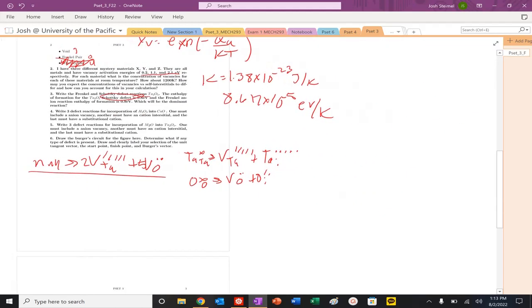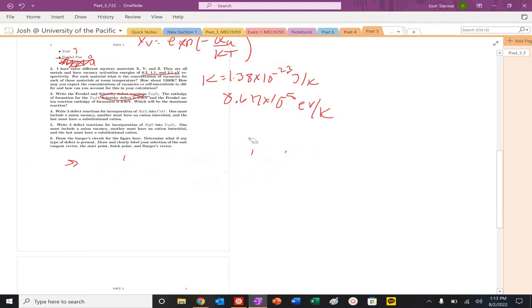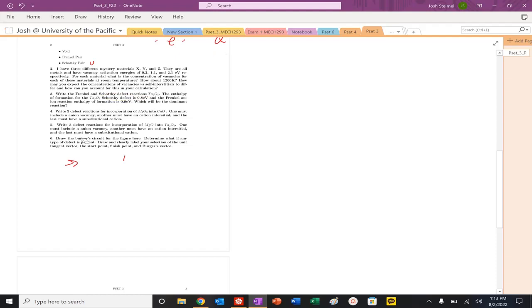All right, now to our favorite exercise. So we're going to write out the 3 defect reactions for the incorporation of Al2O3 into CaO. Frenkel and Schottky, these defect reactions are the bane of existence, Kröger-Vink notation. All materials science students don't like it, but it should be fine.